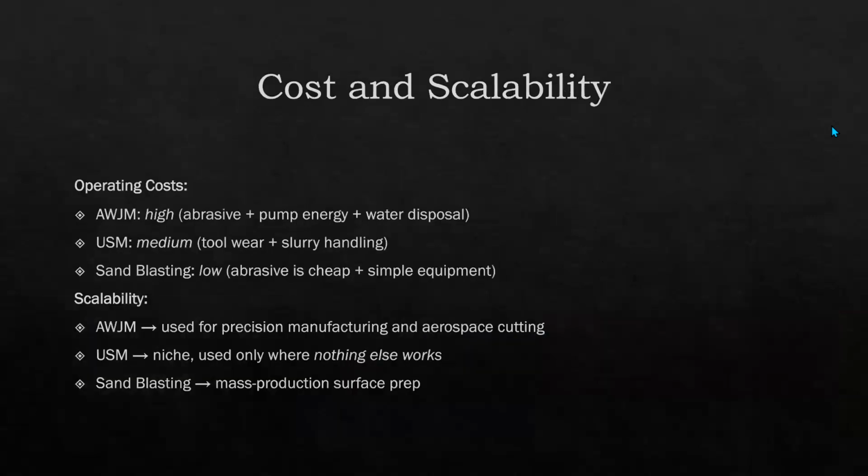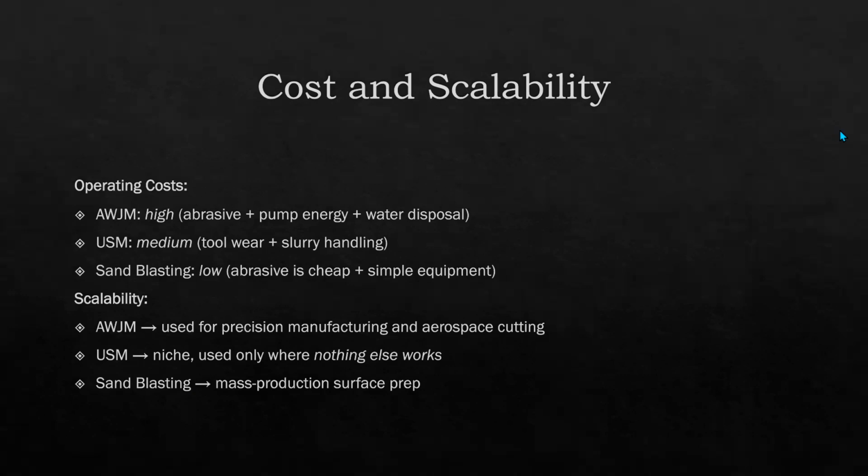Moving along, let's look at the cost and scalability, which is often what determines whether a process is practical in industry. AWJM has relatively high operating costs, mainly due to abrasive consumption, pump power, and water handling. However, it is scalable for precision manufacturing, and it's commonly used in aerospace, defense, and high-value composite fabrication. USM falls in the medium cost range. The main expense comes from tool wear and maintaining the abrasive slurry. It's generally used in more specialized situations, basically where other machining methods would damage the part.